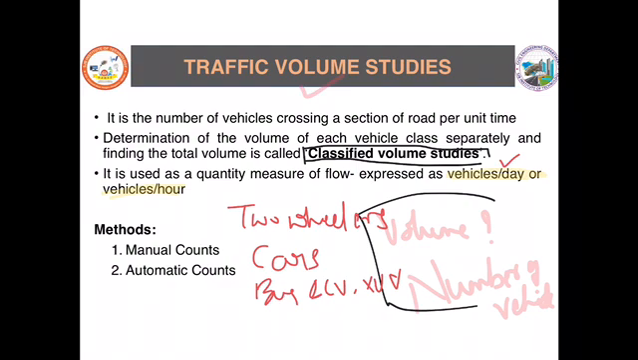Next are the methods of collecting the details about the traffic volume. There are two methods of collecting traffic volume studies. The first one is the manual count. Here the studies will be conducted with the help of manual effort: a survey crew, persons who will collect the details. The second one is the automatic count. Here some instruments will automatically take the details about the traffic volume.